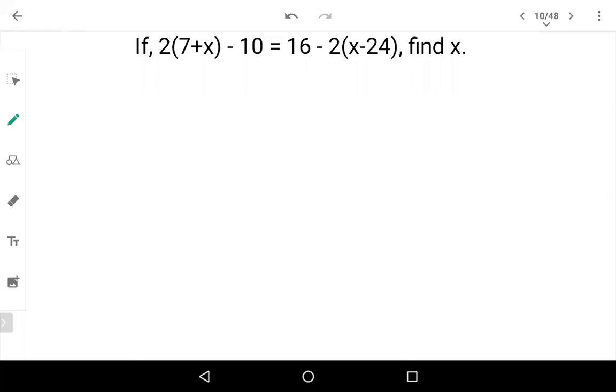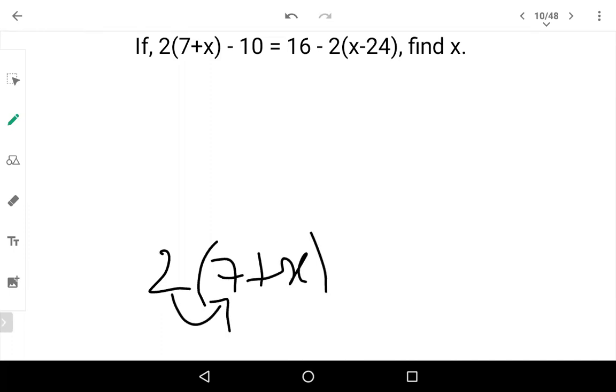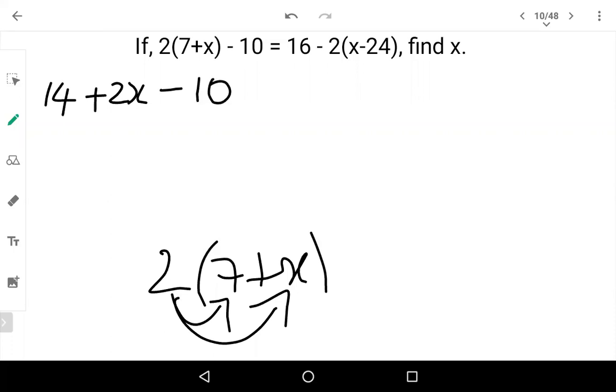Meanwhile, I'll also solve the problem here. Okay. So you have 2 into 7 plus x minus 10 is equal to 16 minus 2 into x minus 4. So first we will be taking 2 into 7 plus x. 2 into 7, 2 sevens are 14, plus 2 into x, 2x. So 14 plus 2x minus 10 is the constant that will retain, is equal to 16 is a constant again.